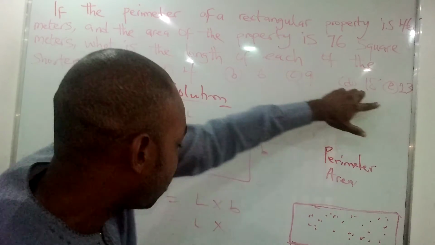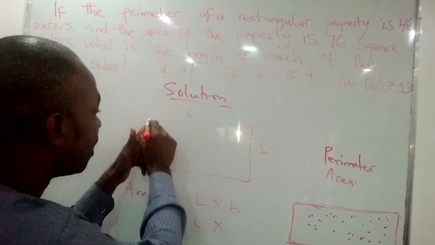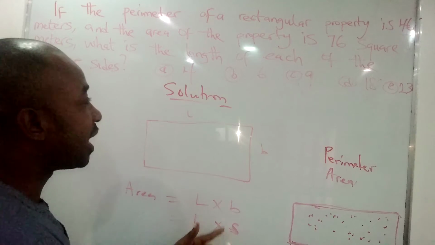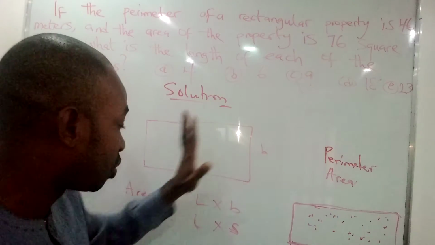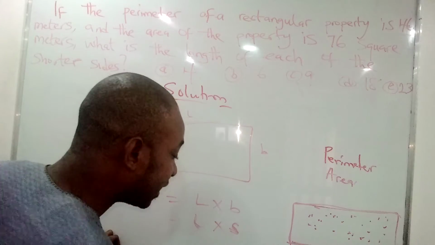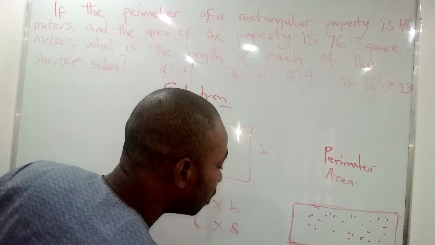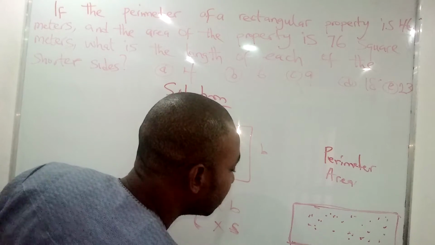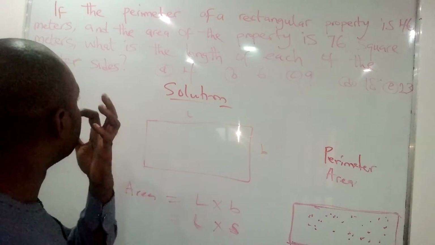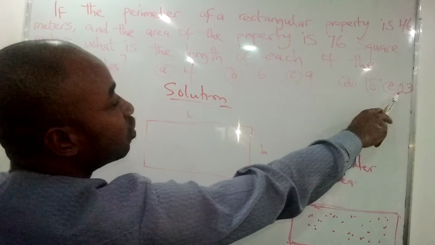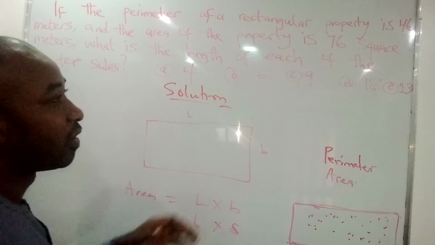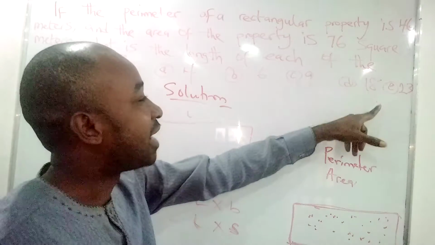I cannot take 23. 23 is too high, because I want an answer such that it is the shorter side. The length must be greater than the breadth, because area is length times breadth, so the length must always be longer than the breadth. That is the longer side and the shorter side. So I cannot assume that option E, 23, will be the answer, because the area is 76.